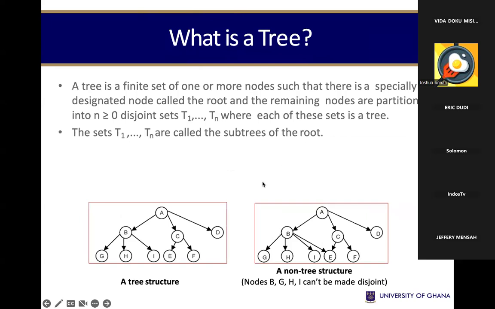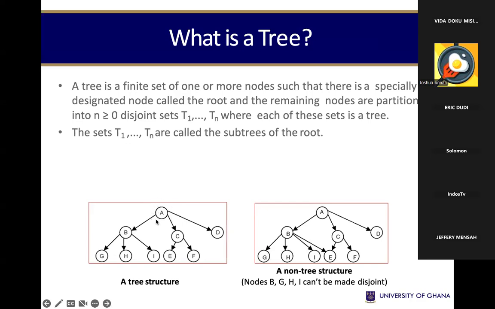And then we also saw what a tree is, and we saw that for us to be able to get a tree, we need to know that a tree will have at least one node, and that node should be designated as the root node. If it has multiple nodes, then one of them should be the root node.